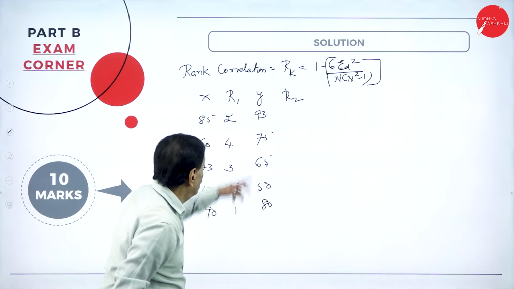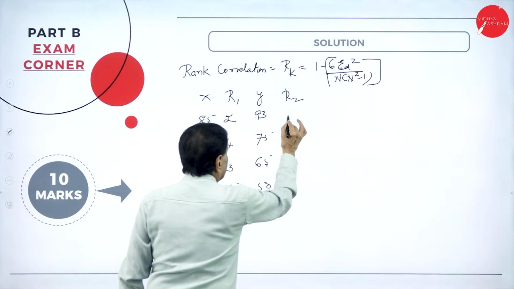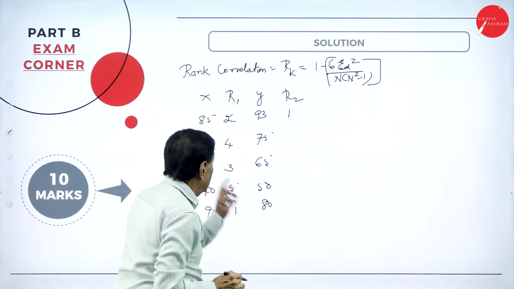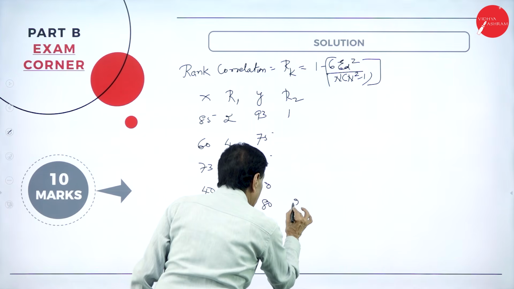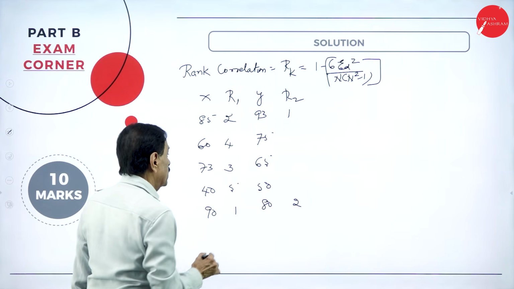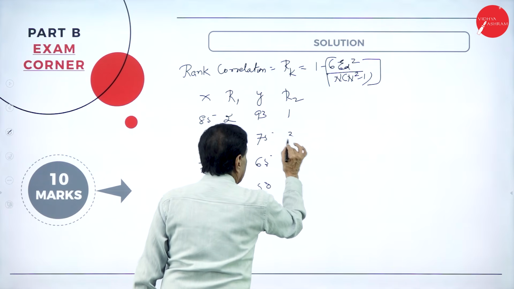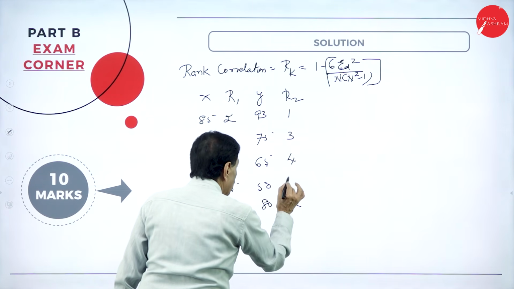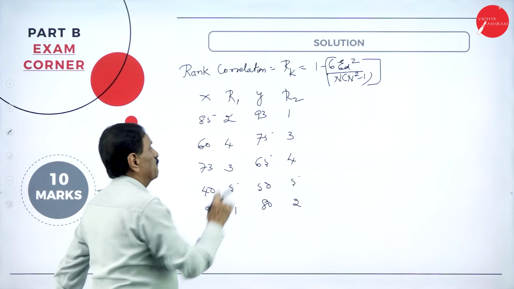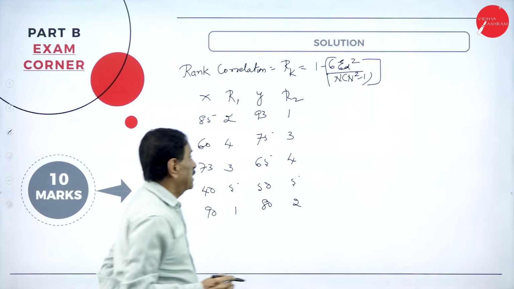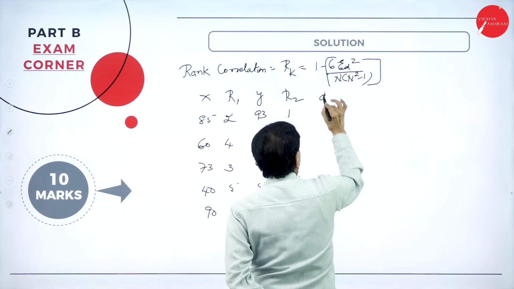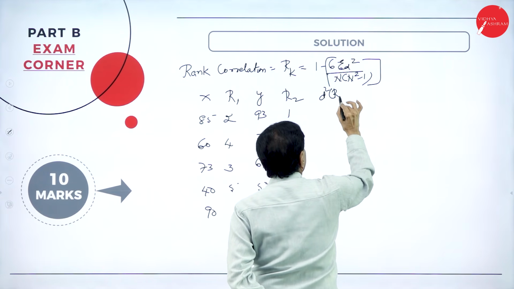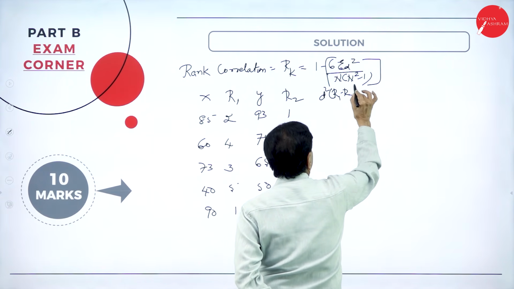Which is the highest one? 93 is the first rank. What is the next highest? 80 is the second rank. 75 is the third rank. 65 is the fourth rank. 50 is the fifth rank. Give the ranks. Then d square is R1 minus R2 square.